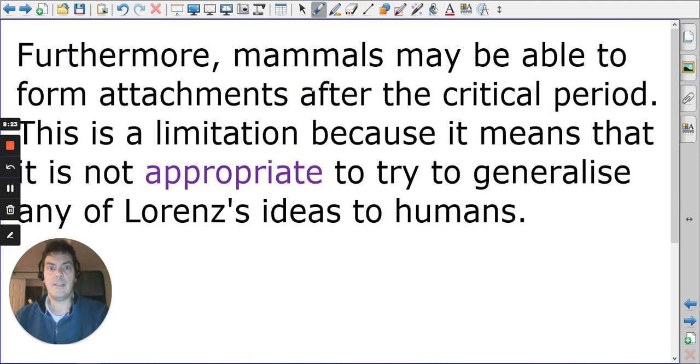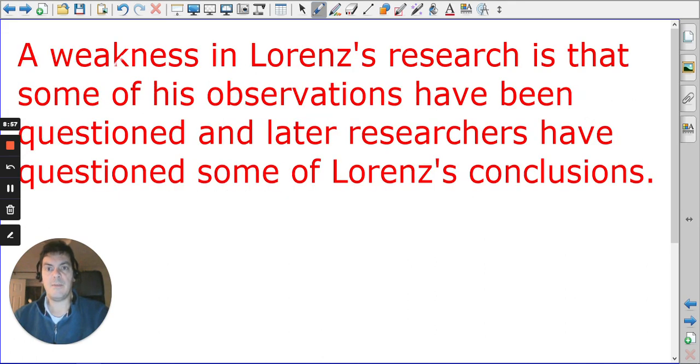We also know that mammals are able to form attachments after the critical period. We often do this within farms, especially if there is an animal that's either been rejected by its mother or lost its mother. We often put these two together. So it seems that there is pretty much a limitation in terms of it being appropriate for us to take too much of Lorenz's ideas and use them for our understanding of human infant behavior.